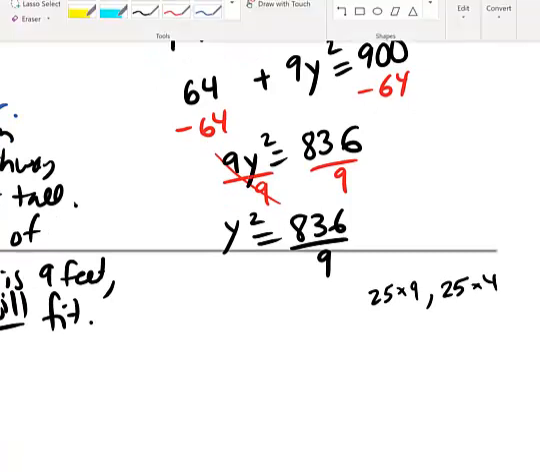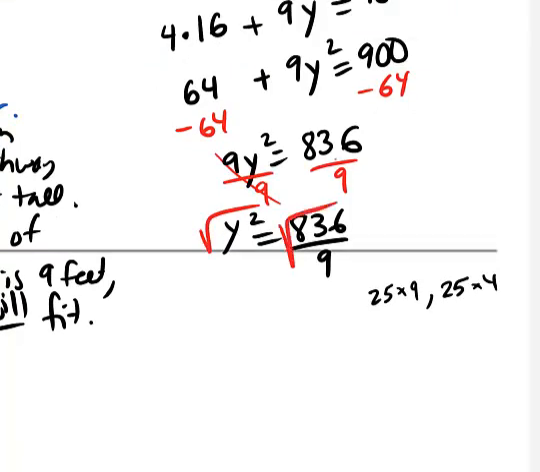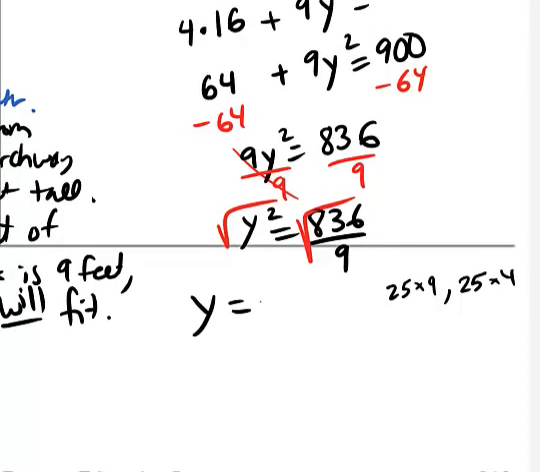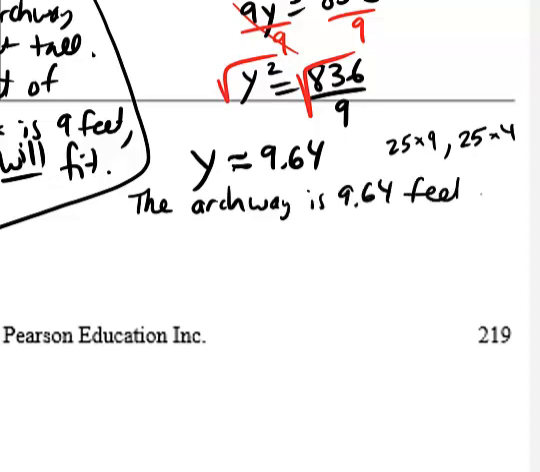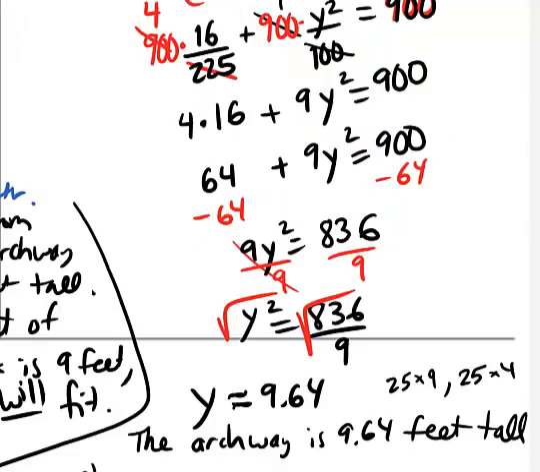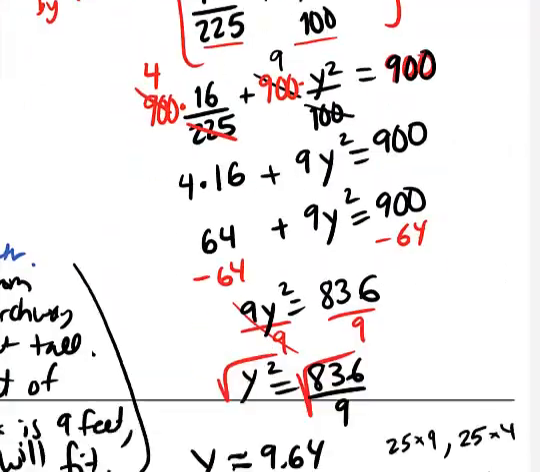Whoops, let me see. Square root, okay. So I'll put that in my calculator. y is whatever the square root of 836 divided by 9 is. 836 divided by 9. There we go. So that's about 9.64, something like that. 9.64. So that means that the archway is 9.64 feet tall, because we found the y value at, what did we plug in for x? It was 4. At 4 feet from the center.